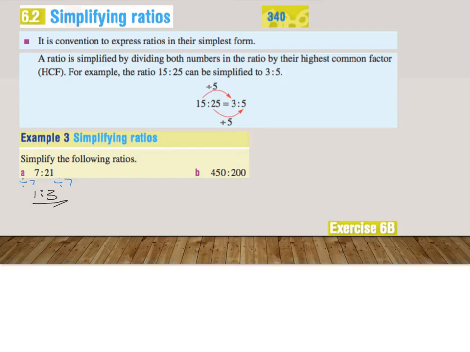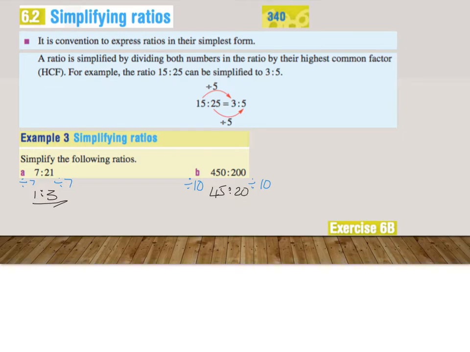In B, 450 to 200, you can go and calculate what is the highest common factor of the two. Although this might take a little bit longer to do, I recommend that you just start dividing in more than one step and try and solve it as follows. For 450 and 200, I can easily see that if I divide by 10 on both sides, I will get smaller numbers, which means 450 divided by 10 is 45 to 20.